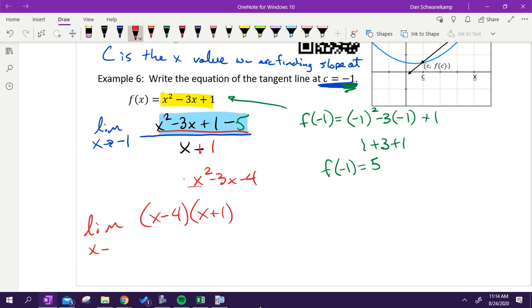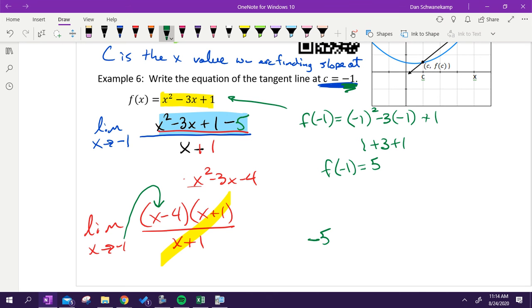So I'm finding the limit as x approaches -1. I factored the top part, and on bottom I've got an x plus 1. Now what can I do? Cancel the x plus 1s. Then what do you think I should do? Plug in -1. What am I going to get for an answer? -5.